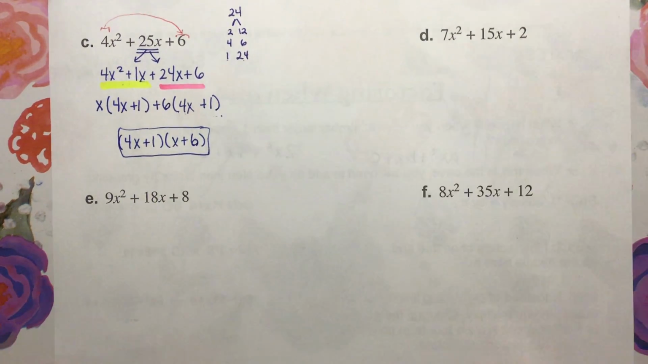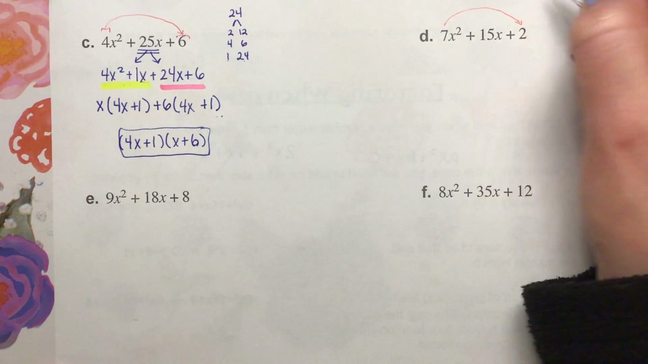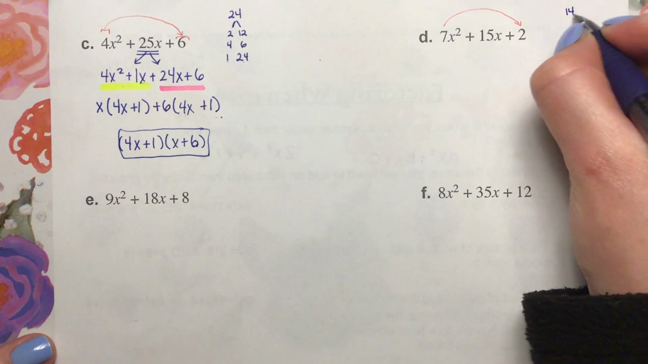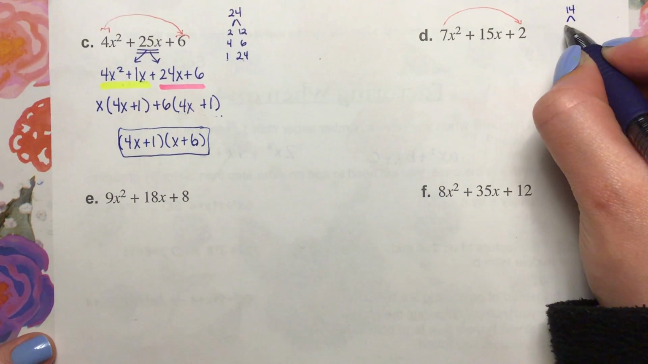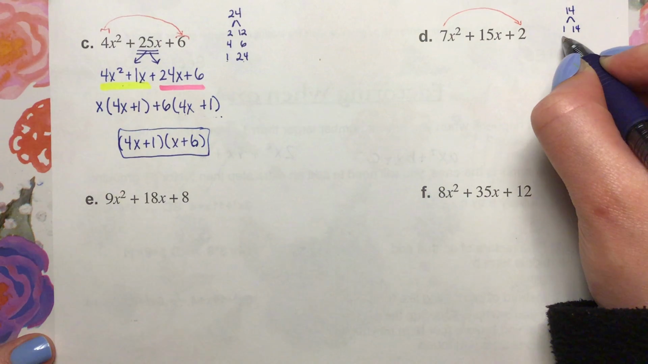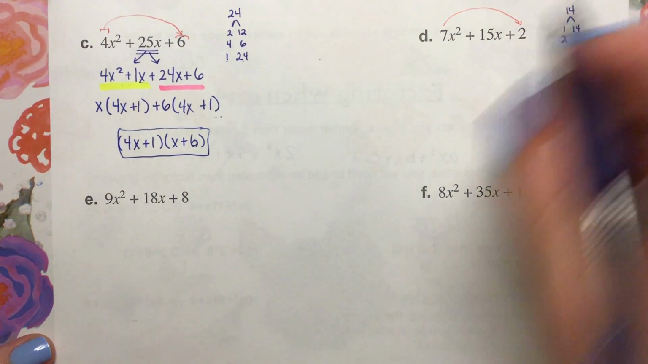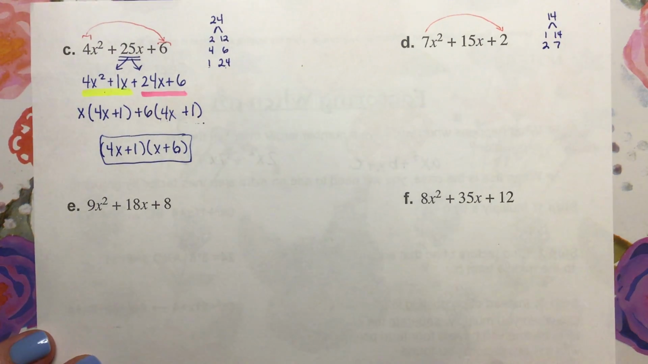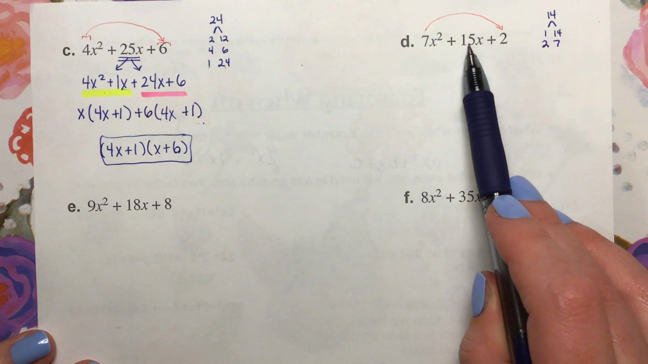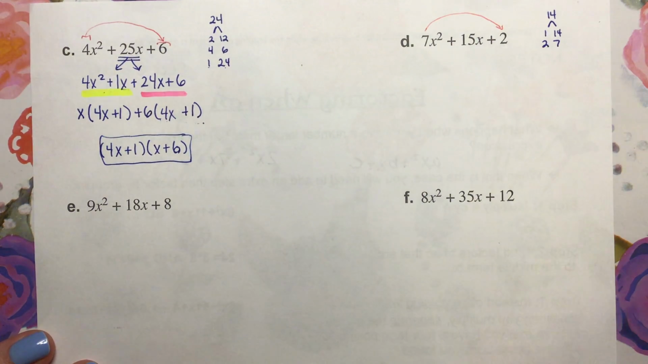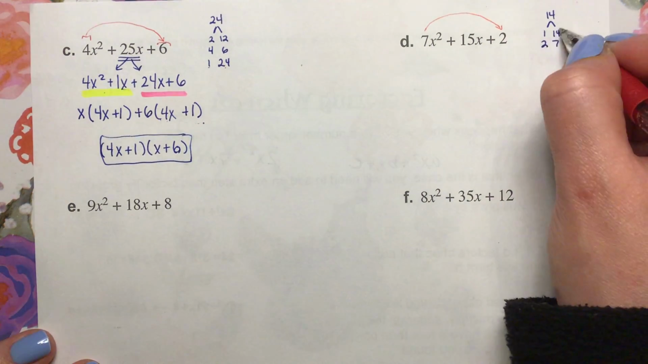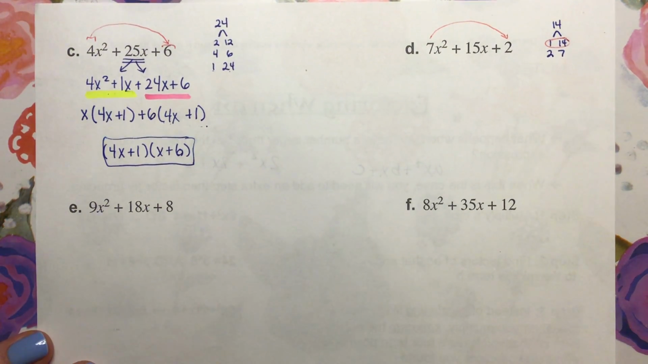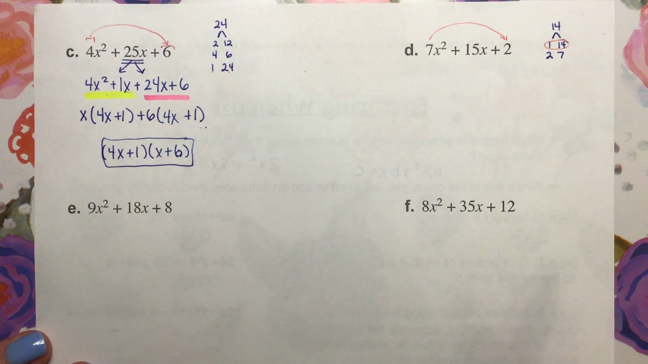First step, same as usual, take that 7, multiply it by the 2. 7 times 2 is 14. So I'm looking for things that multiply to 14. So for example, 1 and 14 or 2 and 7. Okay. I want the pair that also adds to this middle term 15. So I'm going to use this 1 and 14 right there because 1 times 14 multiplies to 14, but 1 plus 14 adds to 15.